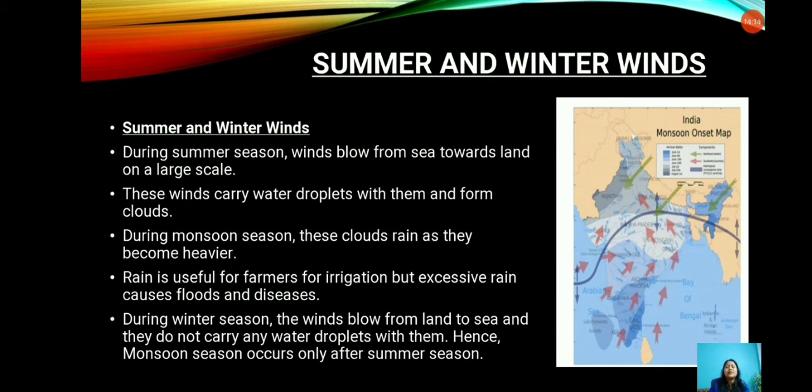And exactly during the winter season, the winds blow from land to sea and they do not carry any water droplets with them, like in the case of summer season. Okay, it's quite opposite. So hence monsoon season occurs only after summer season.